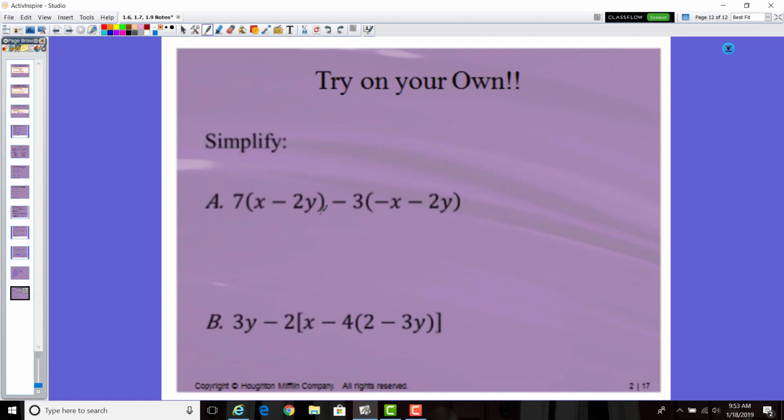Last slide here, try some on your own now that we've run through some examples. Hopefully these are not too difficult for you. Your homework for the next class will be to complete the 1.6, 1.7, and 1.9 My Math Lab assignment. Also make sure you complete the 1.4 and 1.5 ICA, which is found in the Week 2 folder on Moodle.